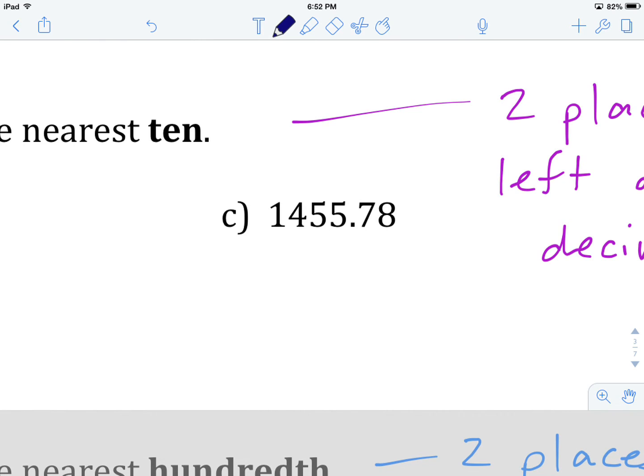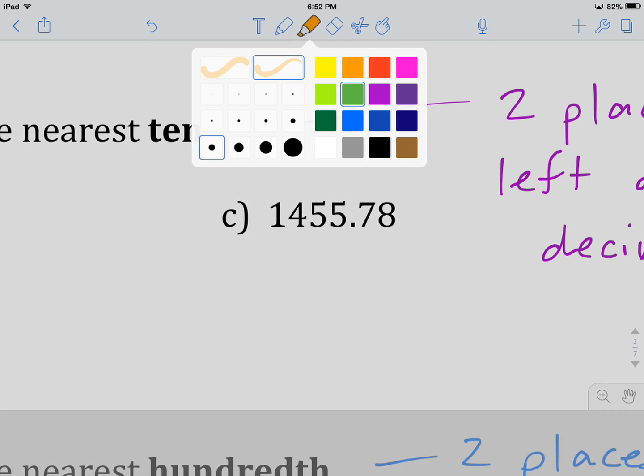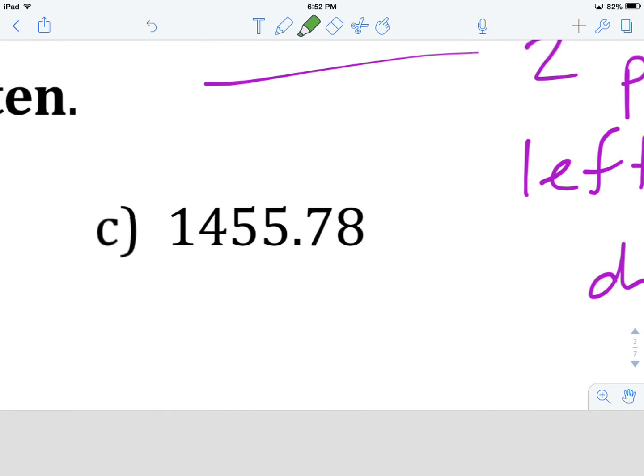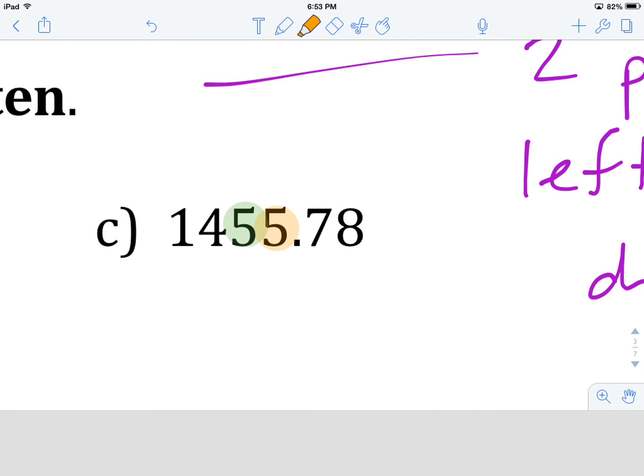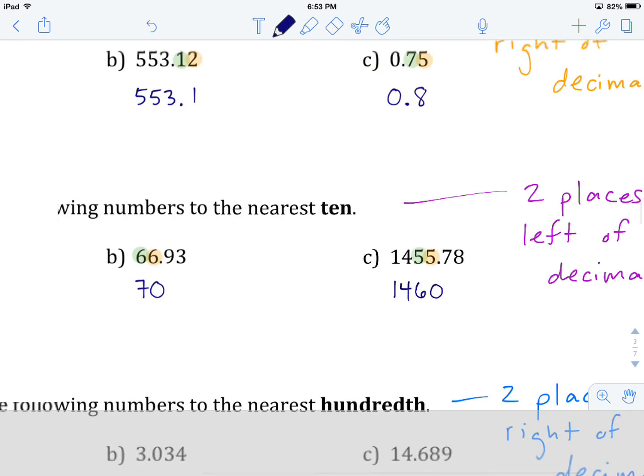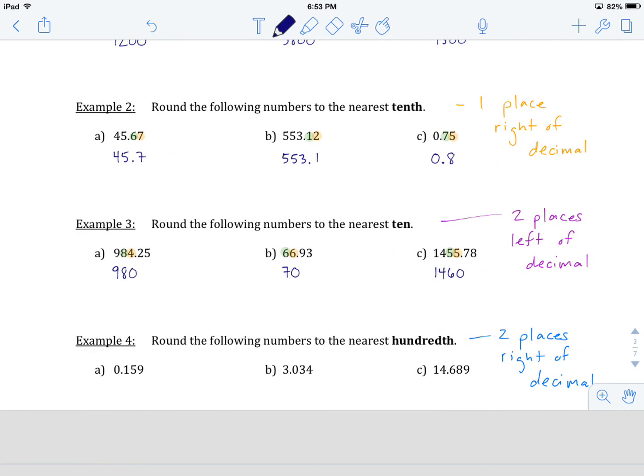Okay, you're back. We are rounding to the nearest 10. So I'm going to find the 10 place value, 2 to the left of the decimal, and there it is. We look to the digit after it, which happens to also be a 5, to tell us how to round that. That 5 tells us to round up the first 5 to a 6. So we have 1,460. And again, nothing after it. No decimal, no additional zeros. And that's how we round to the nearest 10.